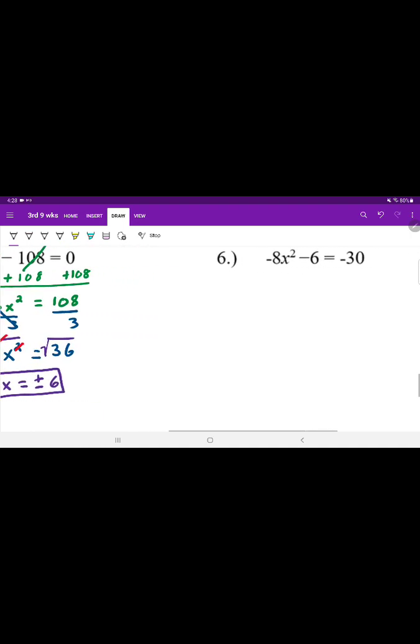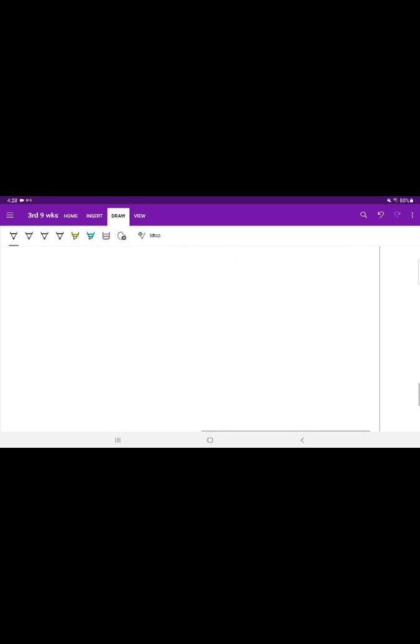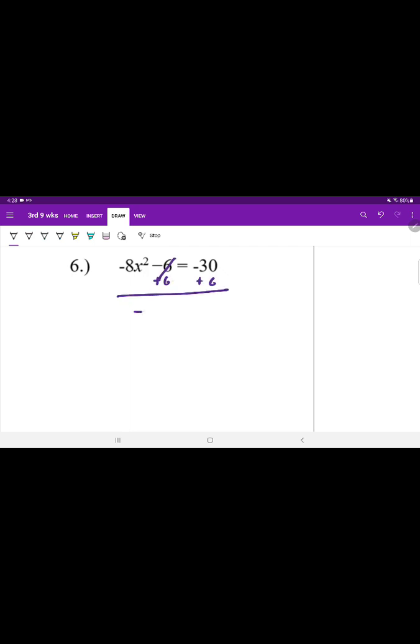All right, last example. So again, x squared is definitely not isolated. Got it equal to a negative 30. No problem. Let's go ahead and add 6 to both sides. Just like so. I'm going to get negative 8 x squared equals a negative 24. Negative 30 plus 6 is negative 24.